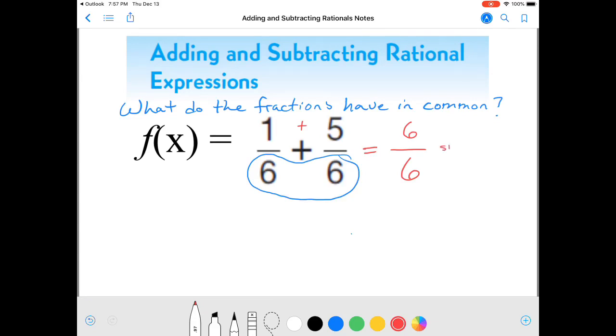Now, this fraction could be simplified, of course. And we know that 6 over 6 is equal to 1.